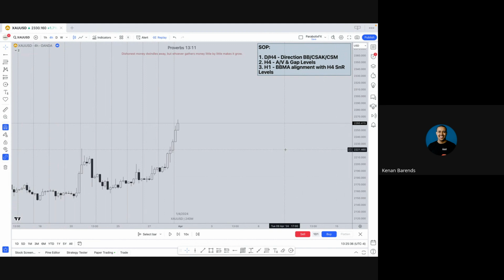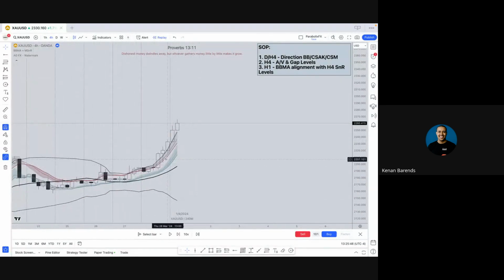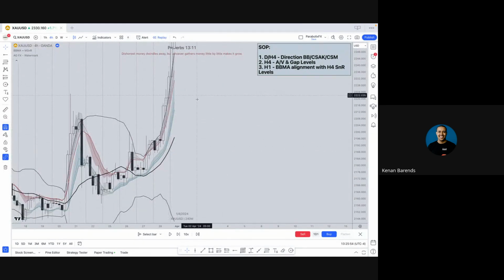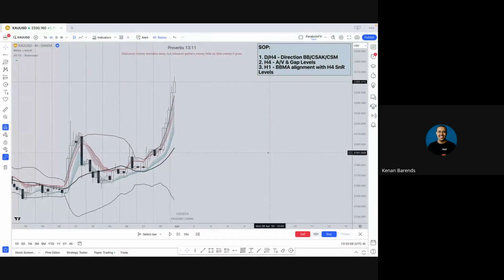You want to determine direction, and the way we do that, as I shared, is with the Bollinger Band. We look for price above the midpoint, in between the mid Bollinger Band and the high Bollinger Band, so we're looking for buys. Then, as you'll see in the BBMA PDF, there are only two things you need to look for: CSAK and CSM on the 4 hour and daily. I'm not looking at CSAK and CSM on the 1 hour.